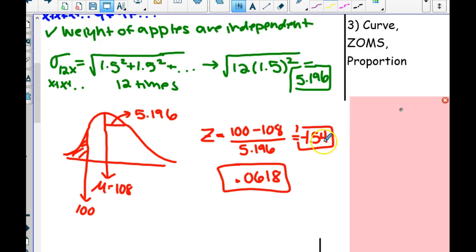I find my z-score, ZOMS. I then go to my table, figure out the proportion, or I do my normal CDF with a lower bound of negative 999, an upper bound of 100. An upper bound of negative 1.54, the mean of 0, and the standard deviation of 1. So the probability of the proportion of having 12 apples weigh 100 ounces or less is 0.0618.